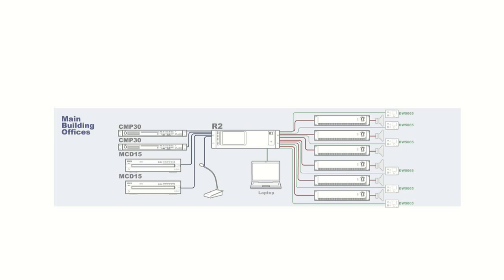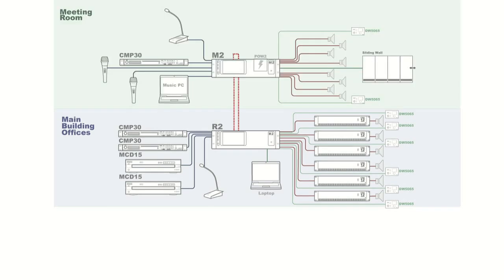Then some industrial examples. First we have a main building with offices, an R2 with only a matrix, no mixing, multiple inputs, paging table, a laptop for configuration, 100-volt amplifiers, speakers and wall panels, all with local inputs, because this is all offices. Then I add a meeting room.